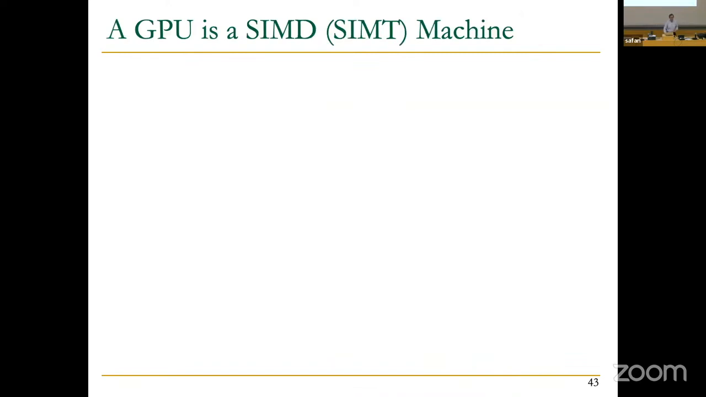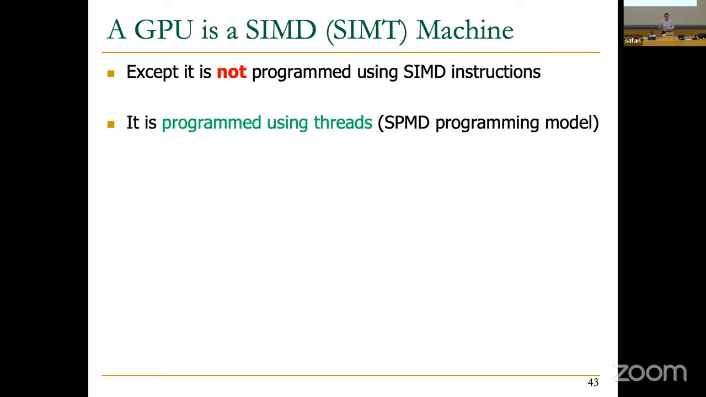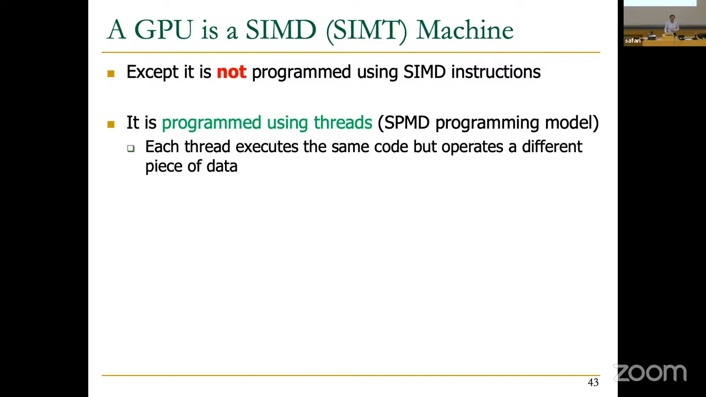So basically, a GPU is a SIMD or SIMT machine, except it's not programmed using SIMD instructions like we did yesterday. It's programmed using threads that everyone is familiar with. SIMD is a bit harder, if you will. But the threads need to obey this SPMD programming model. Each thread executes the same code, but operates on a different piece of data. Now, this looks very nice for graphics, right? Remember the image? We're doing the same set of operations on many, many elements of data, right? That's why this fits nicely.